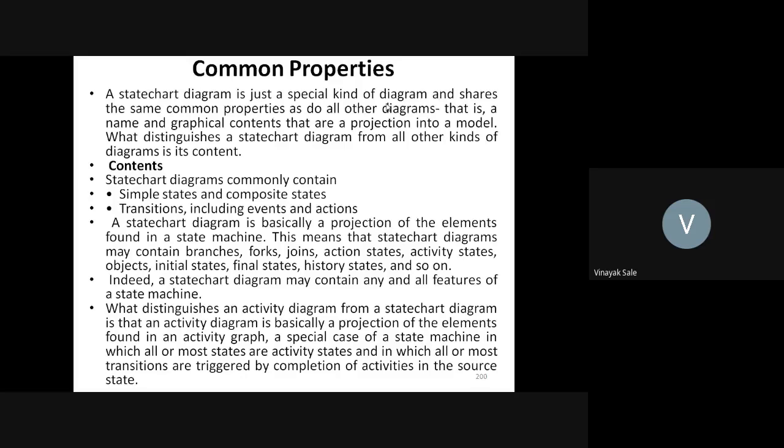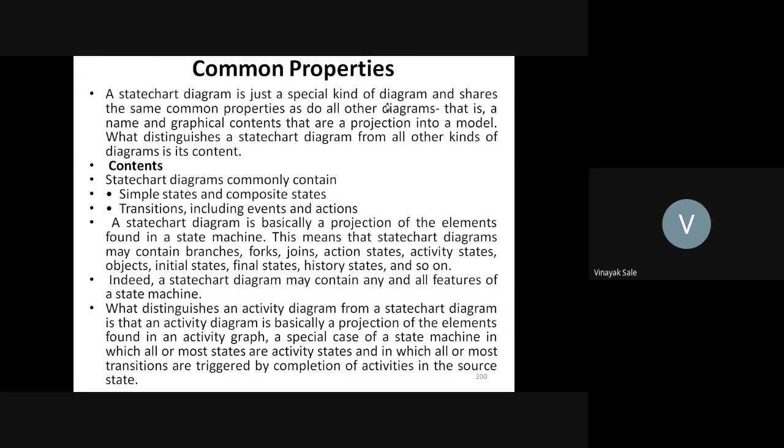A state chart diagram is basically a projection of elements found in a state machine. That is, state chart diagrams may contain branches, forks, joins, action states, activity states, objects, initial states, final states, history states, and so on. These are some examples from activity diagrams. In activity diagrams, we have seen the initial state, final state, fork, join, branch, etc. Indeed, state chart diagrams may contain any and all features of state machines.